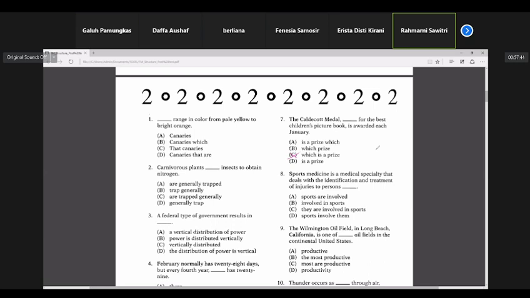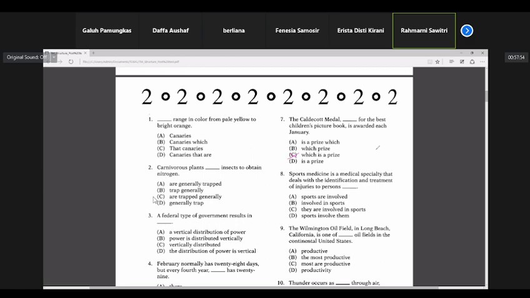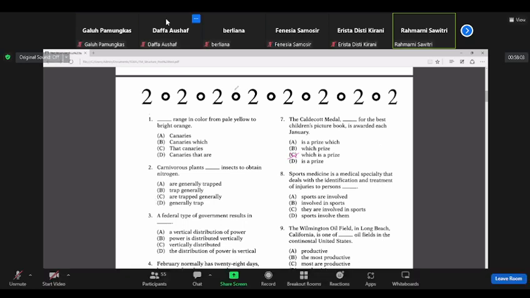And now let's see number 8. Number 8, we have Ferdi Ananta. Delapan kan, men? Yes.